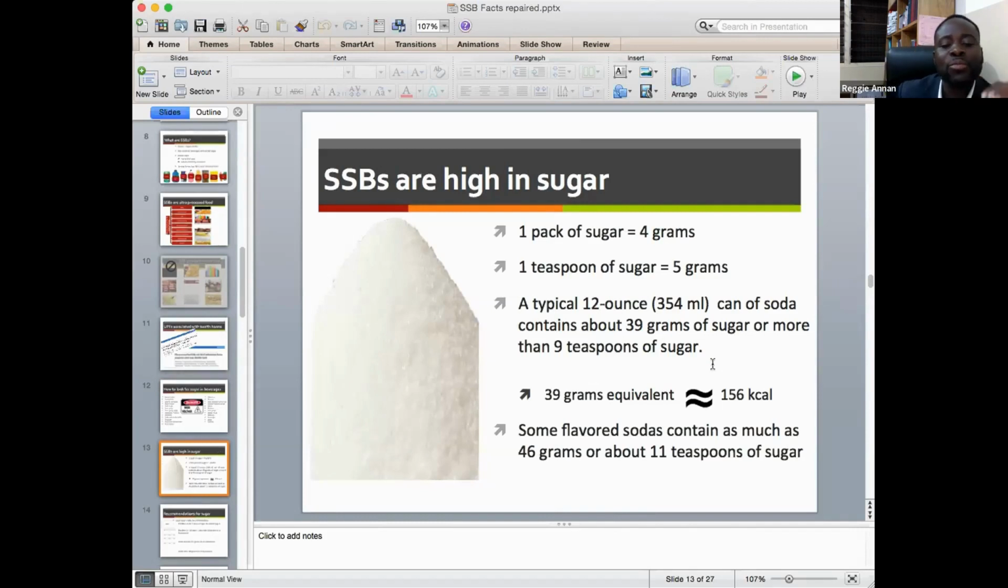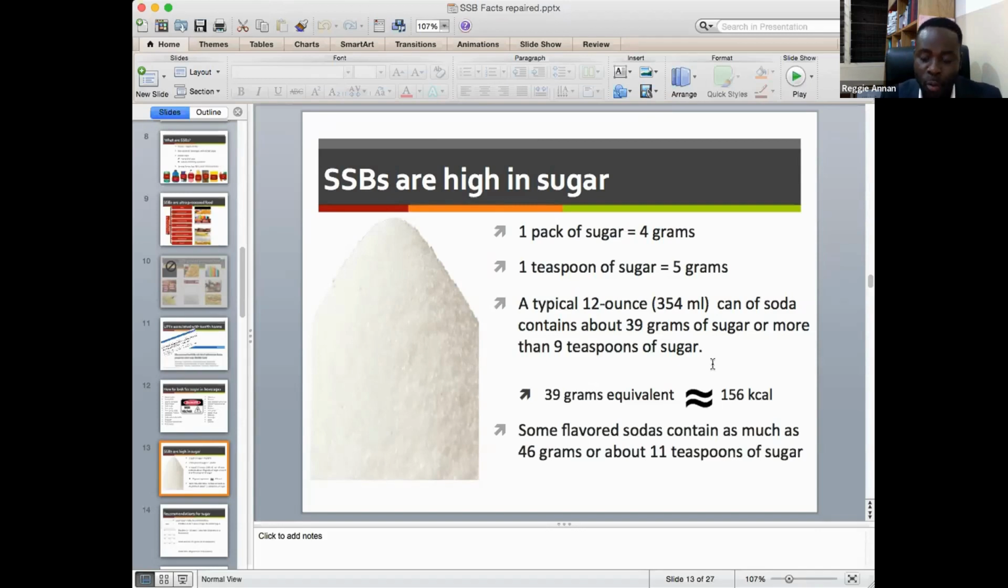We know that one pack of sugar, like a cube of sugar, is 4 grams. And 1 teaspoon of sugar is also 5 grams. It is known that a typical 12 ounce or 354 ml, so if you take one of our bottled sodas that we know about already, or a canned drink, which is about 330 ml, that's slightly lower than the 12 ounce, contains about 39 grams of sugar, or more than 9 teaspoons of sugar. So that tells us the level of sugars in SSBs, or a small can of SSB. And this 39 grams is equivalent to 156 kilocalories of energy. Some even contain more, as much as 46 grams, or about 11 teaspoons of sugars.